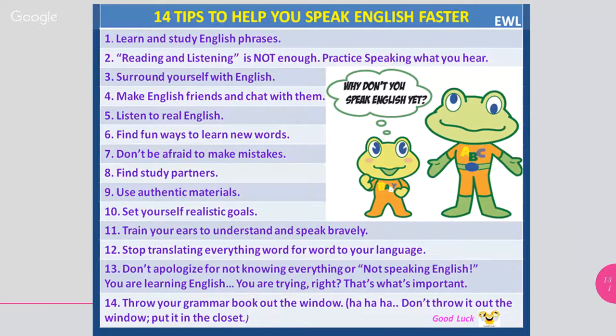Surround yourself with English. So just make sure that you talk English. Always keep talking like that with your friends. Make English friends and chat with them. Make English friends, people who can speak English, and practice with them. Listen to real English, in news or maybe English movies. Don't learn too much from those who speak broken English.